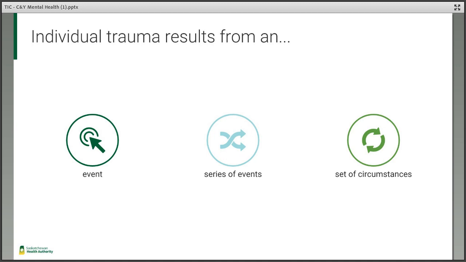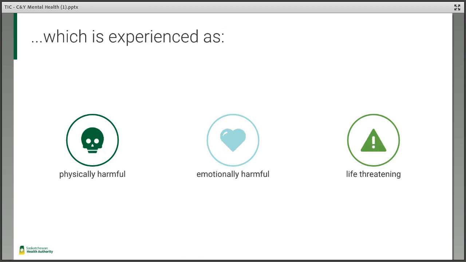Trauma can be any event, series of events, or set of circumstances which are experienced by the person experiencing them as physically harmful, emotionally harmful, or life-threatening, or all three. Someone who's also experiencing the same event, perhaps another family member, someone who's maybe witnessed the event, a bystander or observer, may have a very different perspective on whether an experience was indeed traumatic. They may not have had the same experience internally and not interpreted that event as potentially or actually harmful in some way or life-threatening.